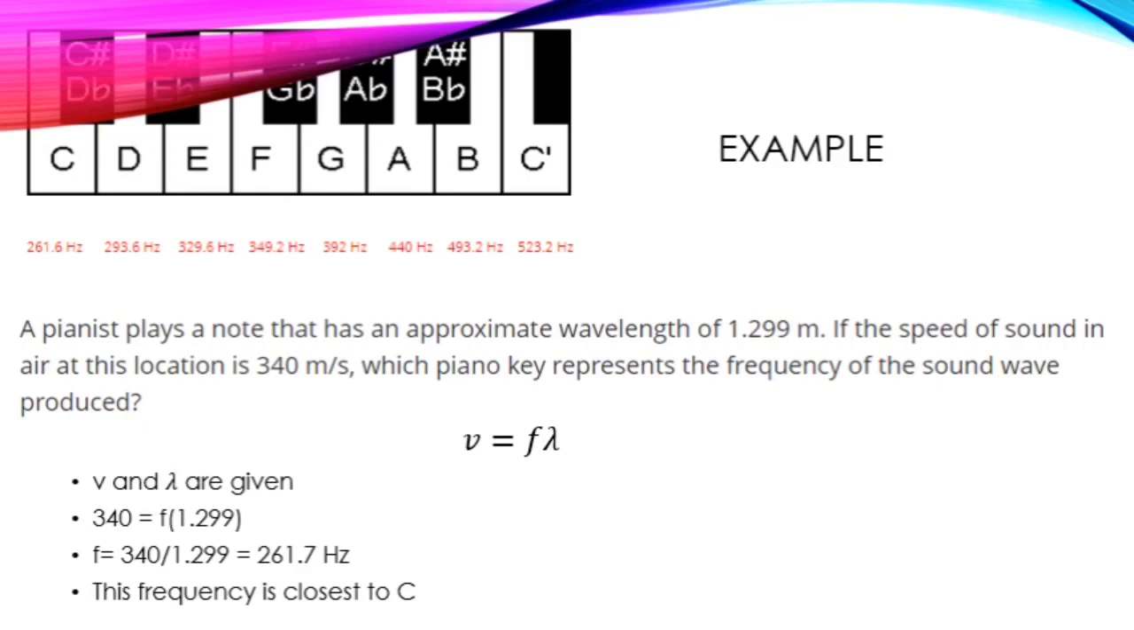Now V and lambda are given, and we're looking for frequency, so we set it up. 340 equals F times 1.299. If I'm trying to find F, I'm going to divide both sides by 1.299. So 340 divided by 1.299 is 261.7 hertz. So if we look at all our frequencies, the closest one to this is the 261.6. So we're just going to call that note C.